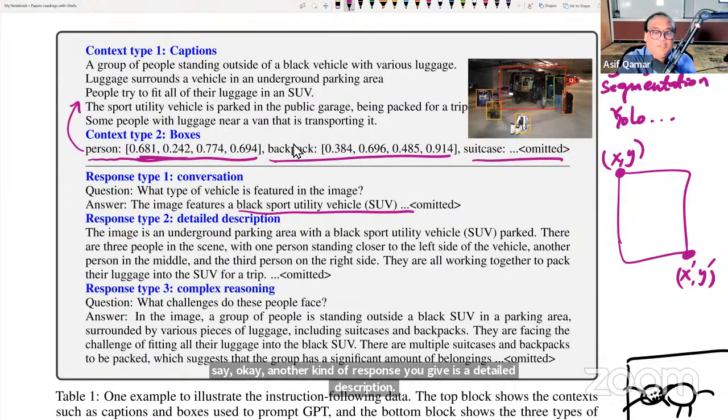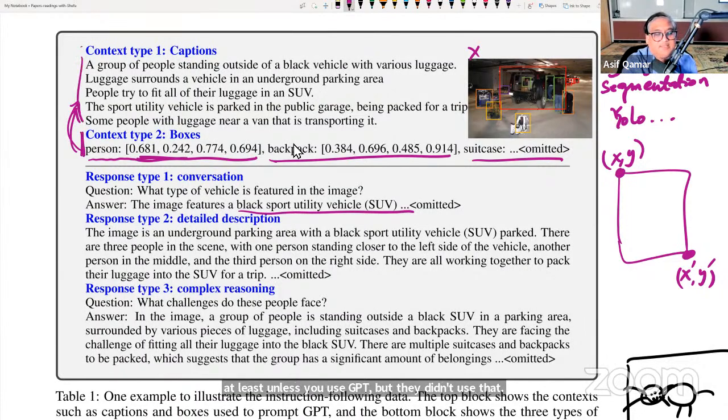Now, this is what the large language models excel at. Remember, the large language model is not given the image. You can't give it the image, right? GPT-4, you can't give the image, or at least unless you use GPT-4 vision, but they didn't use that. They just gave this and this. These are the 2 things, the context, the bounding boxes and the caption. That's all, not the image. Image is shown here only as a reference. And then they say, okay, produce another type of response, the detailed description.